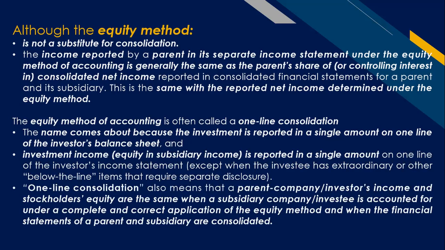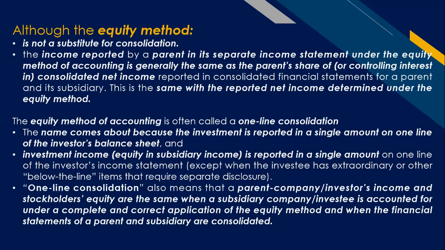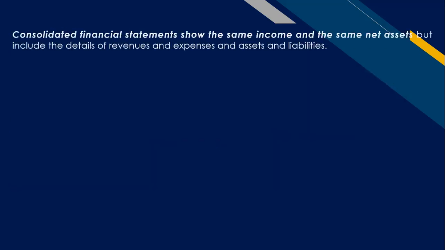One-line consolidation also means that a parent company investor's income and stockholders' equity are the same when a subsidiary investee is accounted for under a complete and correct application of the equity method, and when the financial statements of a parent and subsidiary are consolidated. Consolidated financial statements show the same income and the same net assets, but include the details of the revenues and expenses and assets and liabilities.